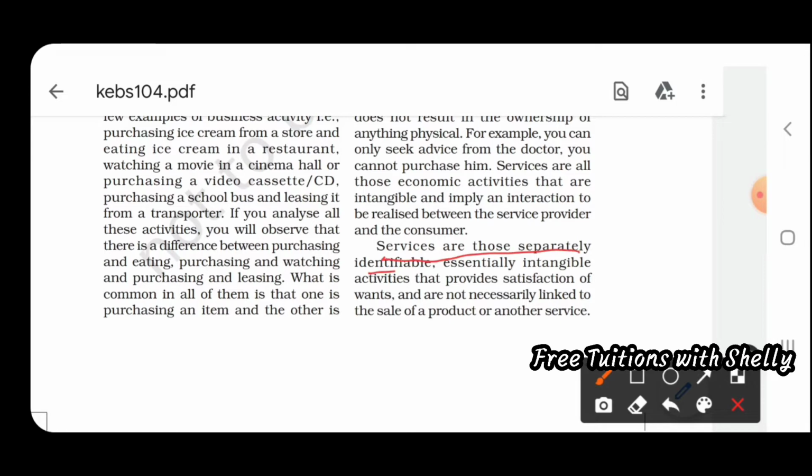Services are those separately identifiable, essentially intangible activities that provide satisfaction of wants, which are not necessarily linked to the sale of a product or another service. That means services are those separately identifiable. They are not like goods. Goods are in physical form. We can see what type of product it is, what they are selling. But in the case of service, it is an intangible activity. That is, we won't be able to touch. We can only experience the result. So these are services provided for satisfying needs, but in the form of experience. It is not in the form of a product.